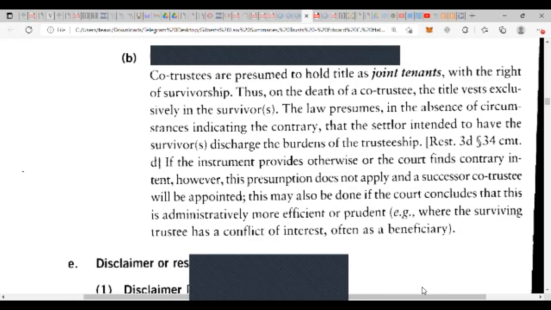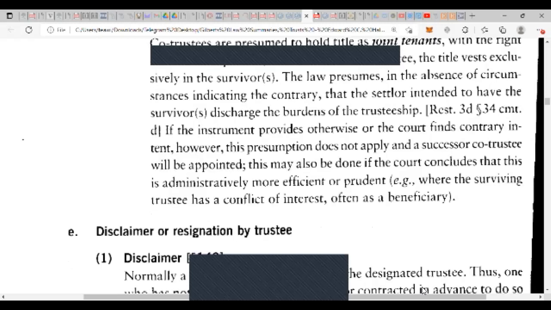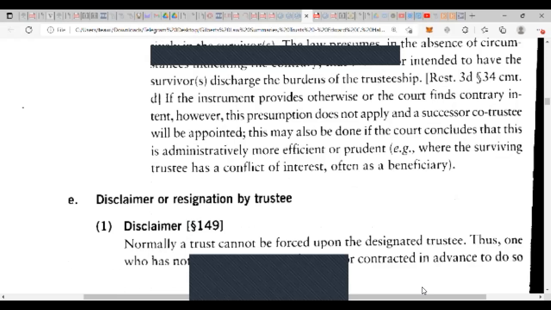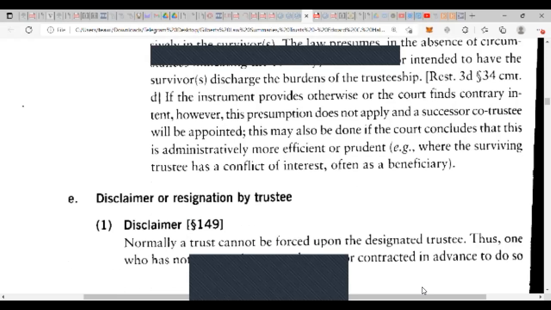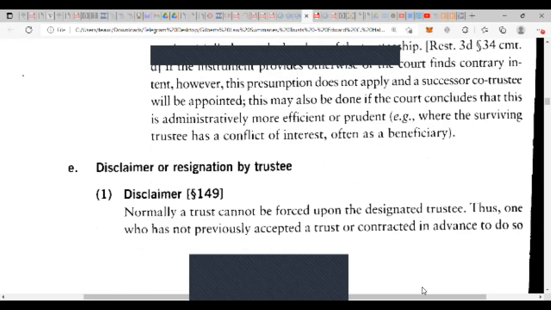Restatement 3D, Section 34 CMT D. If the instrument provides otherwise or the courts find contrary intent, however, this presumption does not apply and a successor co-trustee will be appointed. This may also be done if the court concludes that this is administratively more efficient or prudent, such as where the surviving trustee has a conflict of interest, often as a beneficiary.